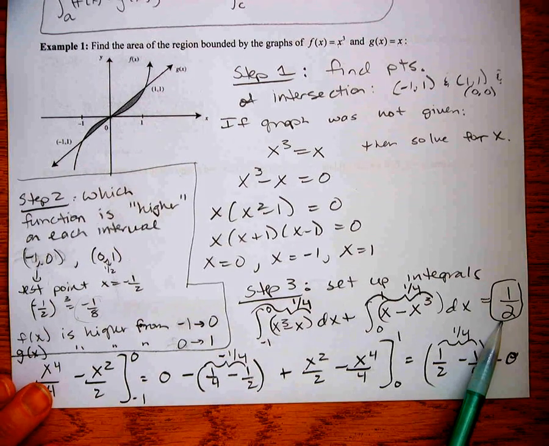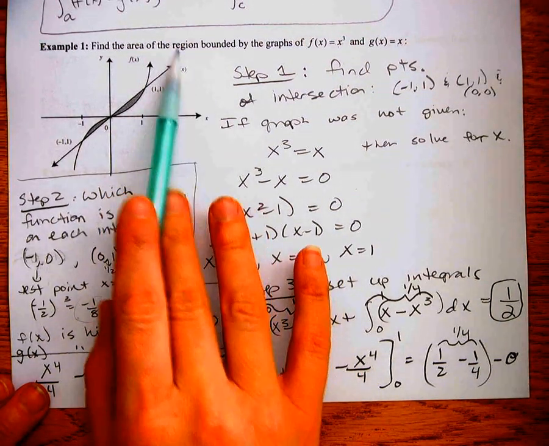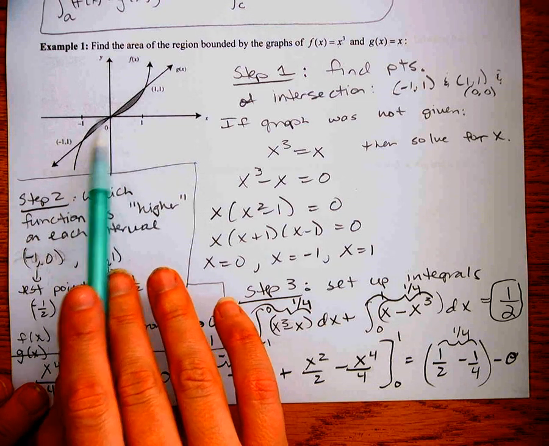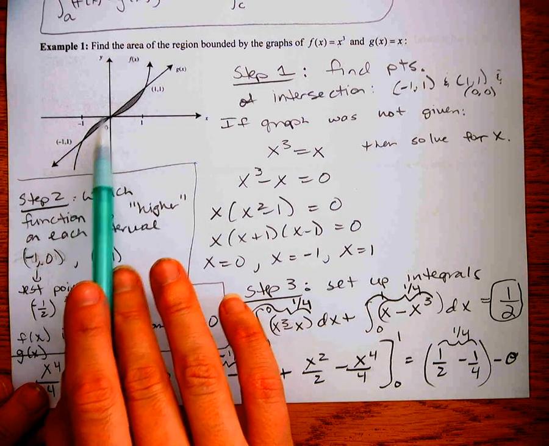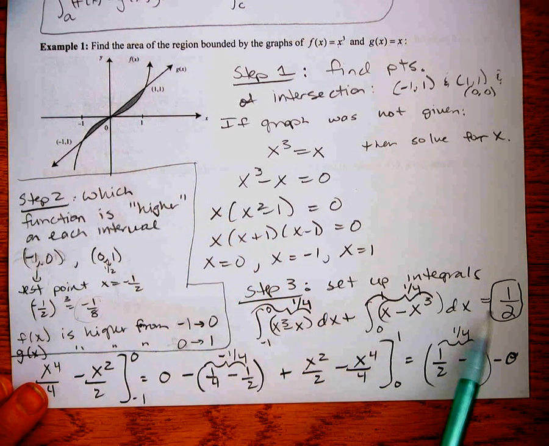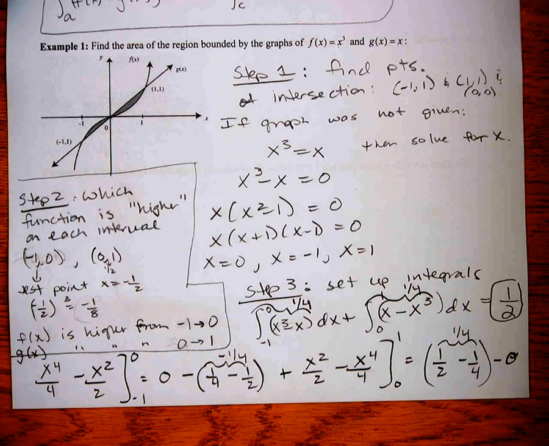Oh, and with these questions, finding the area of the region, treat it like total area. So notice I did not call this negative. This was considered positive area. So in these questions, when we're finding the area of the region, the areas will be positive. Okay, so let's go on to example 2.